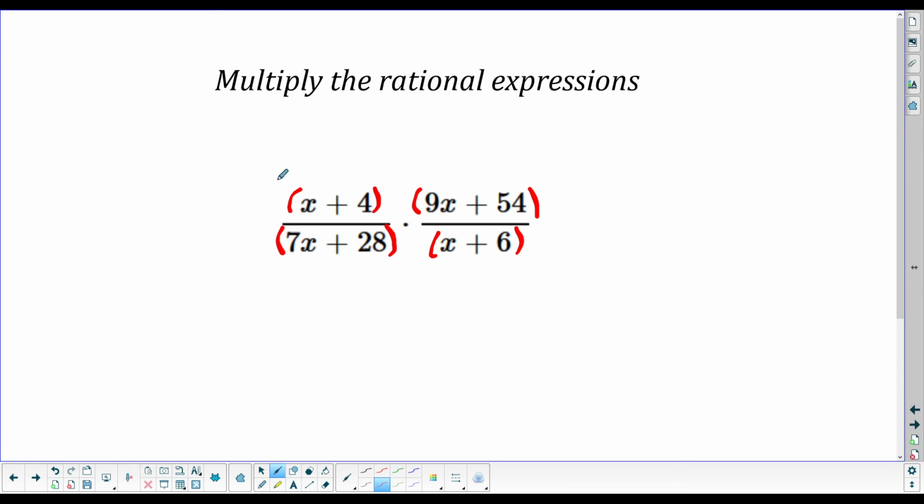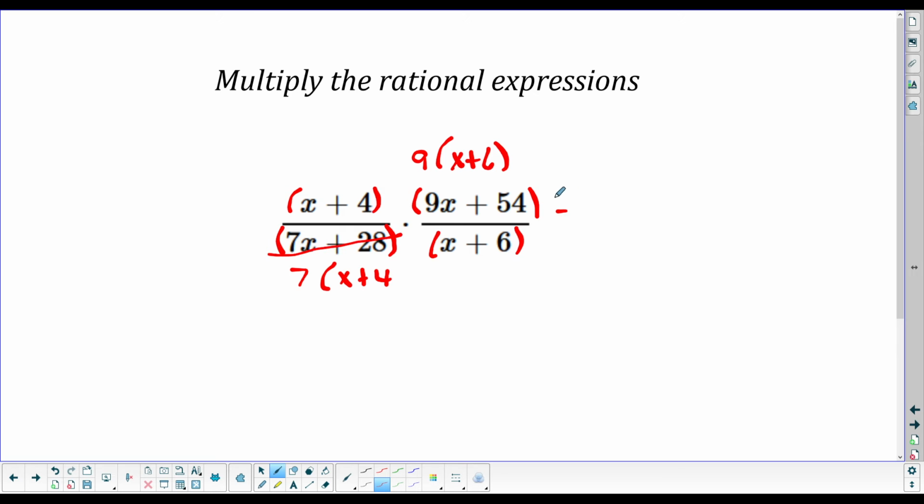I can't just say, well, there's an x and there's an x and I can cancel those out, because that's not just x. It's 6 more than x. This is 4 more than x. So it's not x, and I can't cancel them out. However, I still can factor this. There's no common factors there, but in here, there's a 9 that's a common factor in that expression. So here I have 9 times x plus 6. And then down here in the denominator, I can see I've got a common factor of 7. And so I can make this 7 times x plus 4.